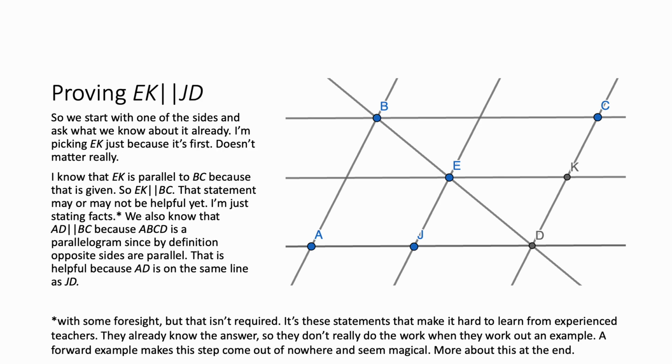So now we've just got to prove that. We've got to prove that one of those is parallel. I'm going to pick EK is parallel to JD just because it's first. There's no reason I couldn't go with either one of these. It won't make a difference.